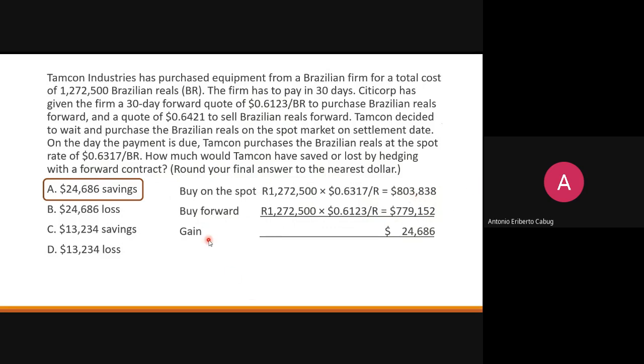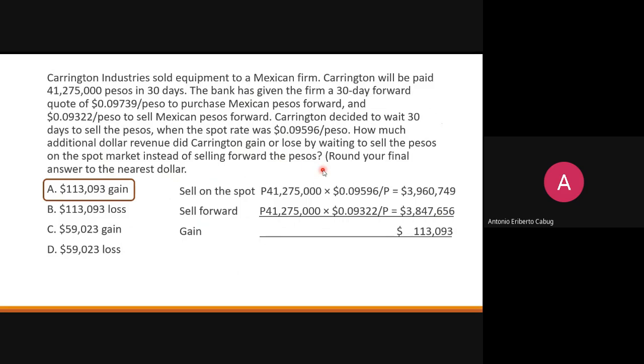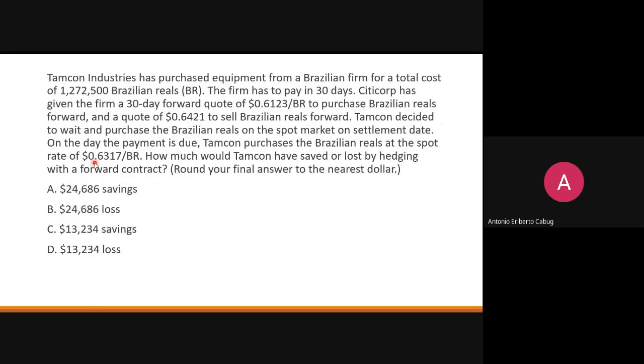I believe that all of you got the wrong answer because you misinterpreted the question. The question last meeting was, how much additional dollar revenue did Carrington gain or lose by waiting to sell the pesos? So what the party did was to do it in the spot market. But in this question, for the case of Tamcon, used the forward contract. Again, the question was, how much would Tamcon have saved or lost by hedging with the forward contract?